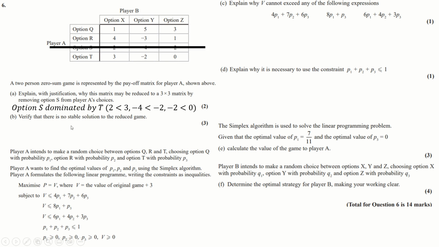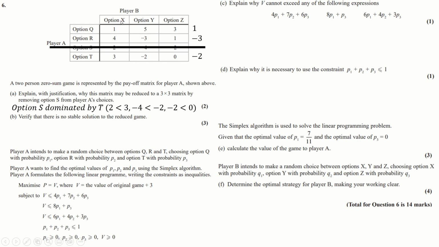Verified there is no stable solution. So we'll get the minimums out down here. The worst thing that can happen if he plays Q is he only wins 1. The worst thing that can happen if he plays R is he loses 3. And the worst thing that happens if he plays T is he loses 2. And the best of these cases is this one here. So he's going to play option Q from a play safe point of view, because the worst thing that happens is he gains £1 each time, or 1 whatever.